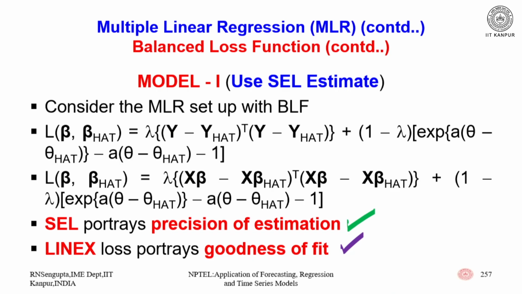The first model says that I am going to utilize the case where you have the balance loss function, and I want to find out with respect to beta and beta hat.